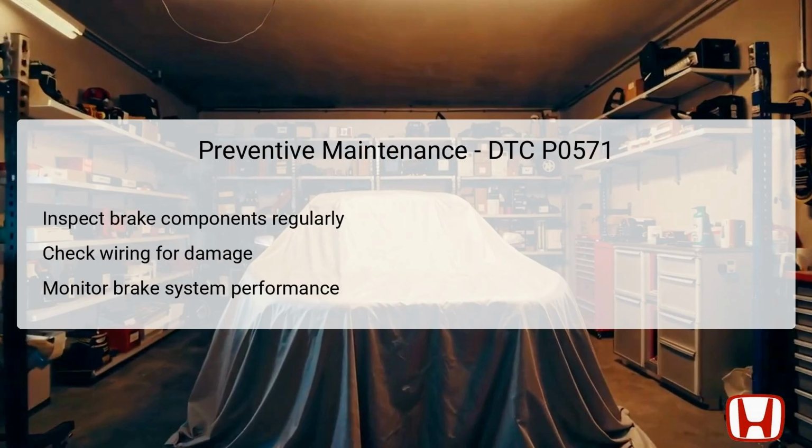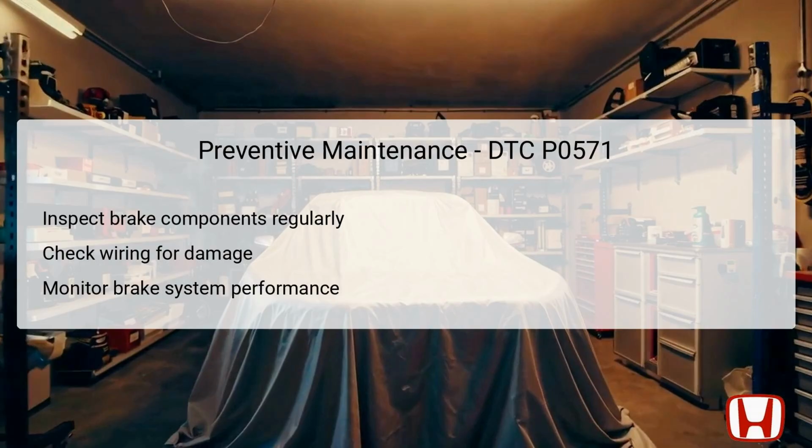Implementing preventive maintenance measures can help avoid future issues related to the brake pedal position switch circuit and DTC P0571. It's essential to schedule regular inspections of brake components, ensuring they are in good working order and free from wear. Checking the wiring for signs of damage, corrosion, or wear will prevent issues that might cause signal failures.